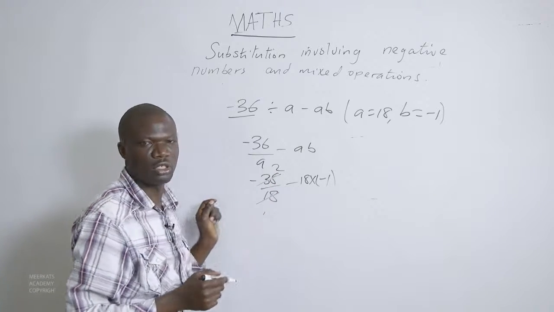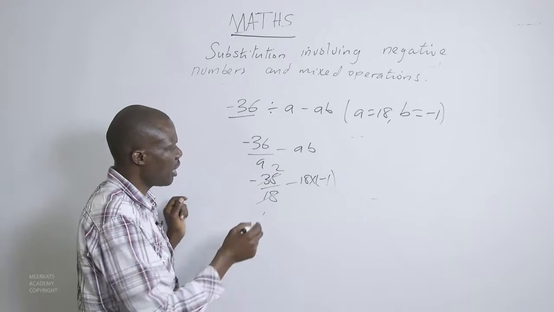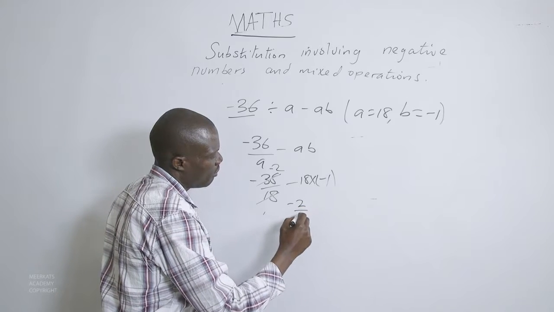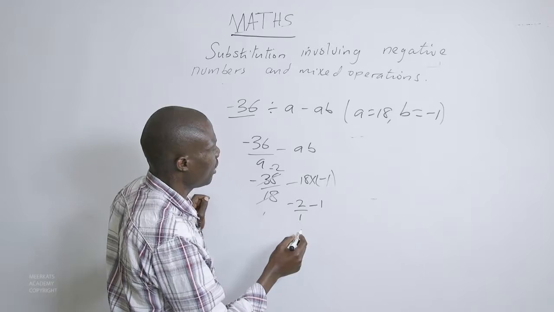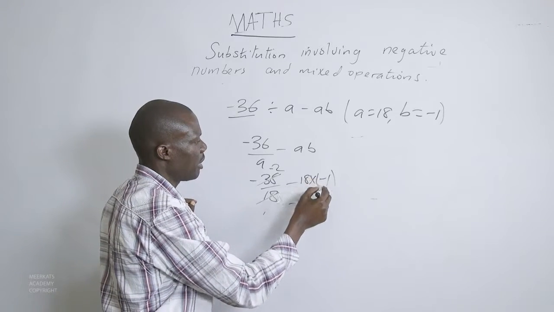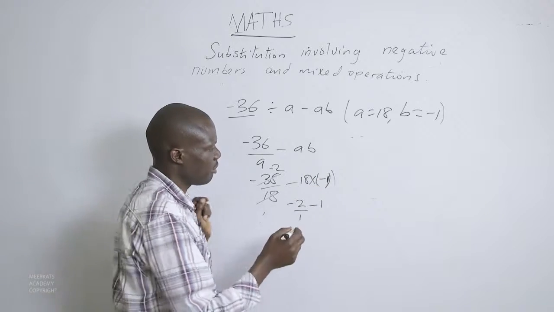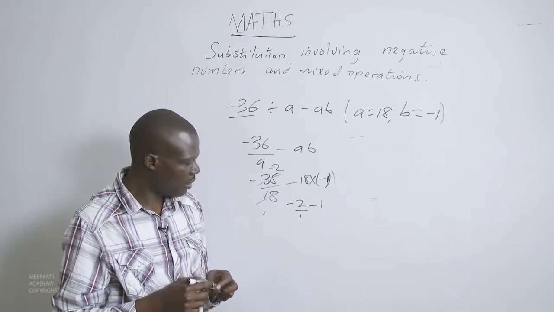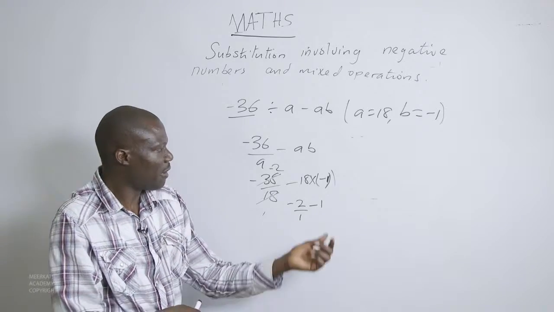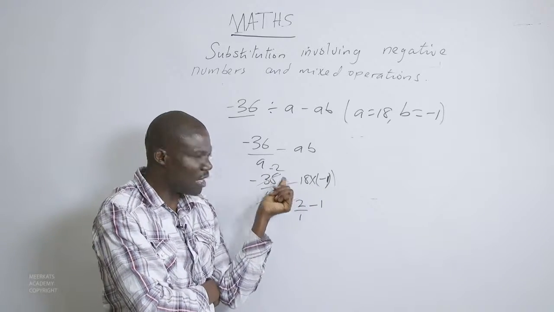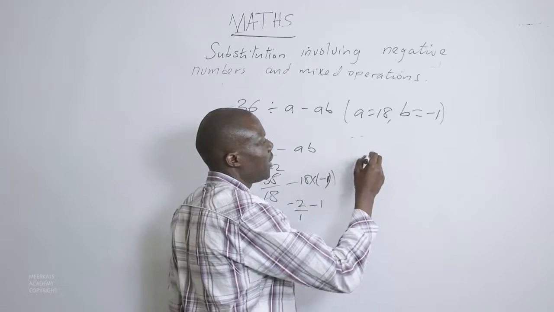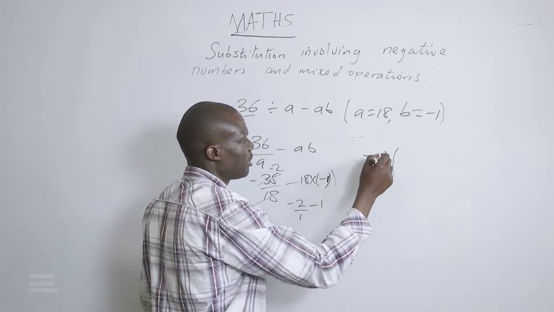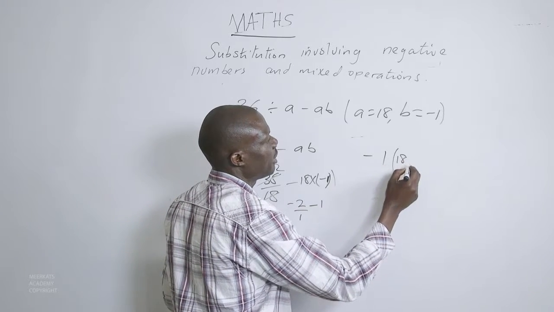So we have minus 2, sorry, over 1. So what we have is minus 2 over 1, then minus ab. Here, 18 multiplied by negative 1 gives you negative 18. Now, I want us to be very keen about what's happening. There is a negative here, and another negative here. It's like we are saying minus 1, and then in the bracket we had ab, where a is 18, multiplied by minus 1.